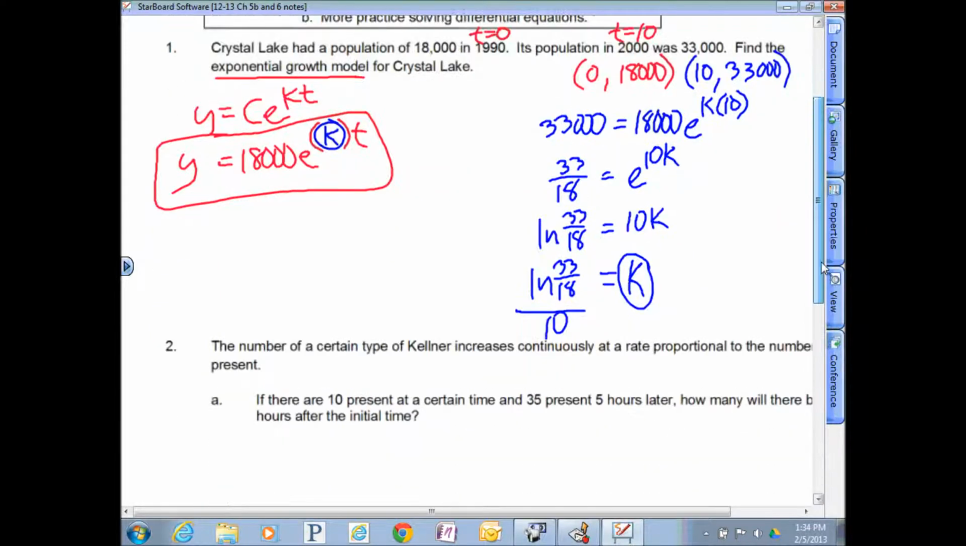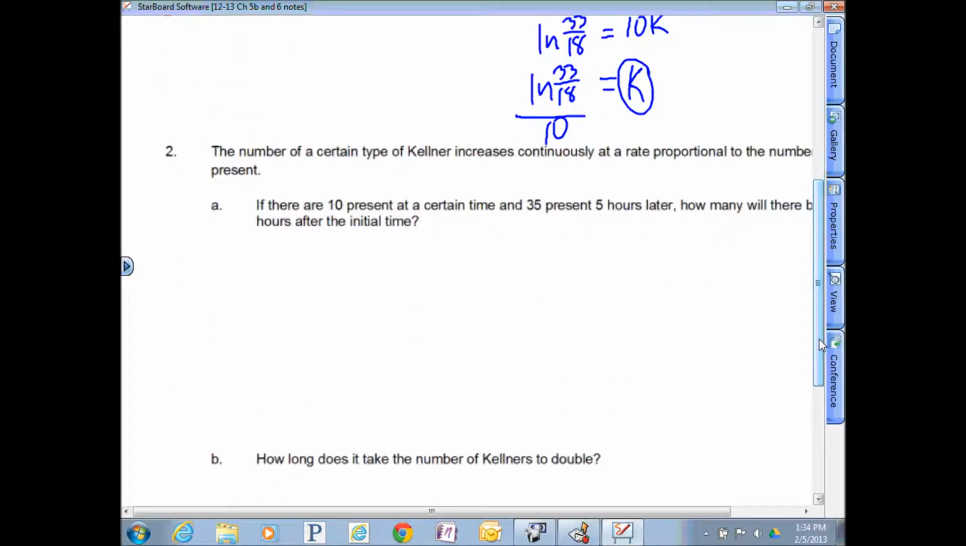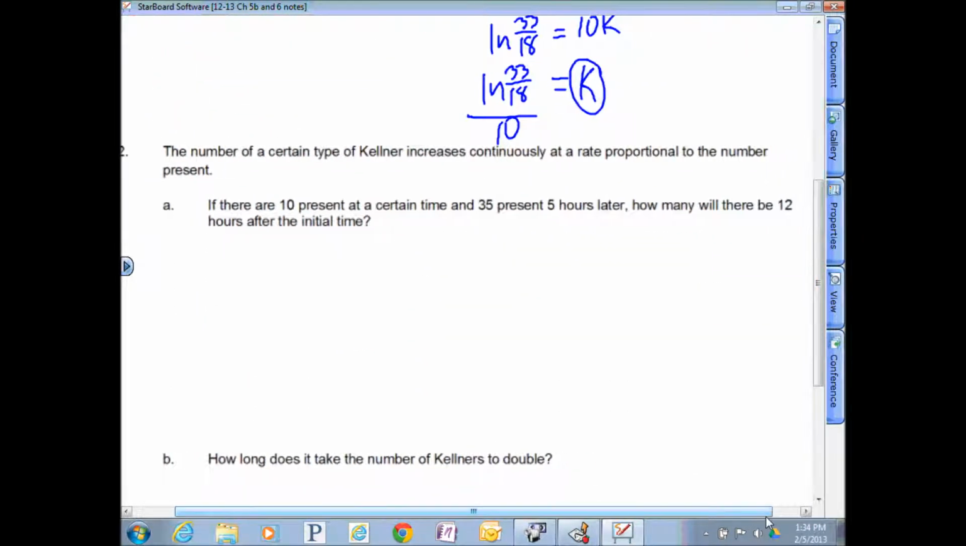Now this second problem, I don't feel like we need to spend a great amount of time on it. This is another exponential growth and decay problem. We got 10 present at a certain time. We got 35 present 5 hours later. How many will there be 12 hours after the initial time? I'm not worried about A, nor am I worried about B. What I would like to point out on this particular problem, the number of a certain type of bacteria increases continuously at a rate proportional to the number present.